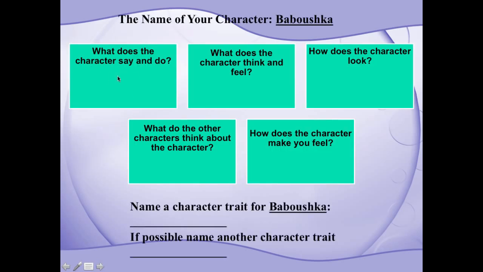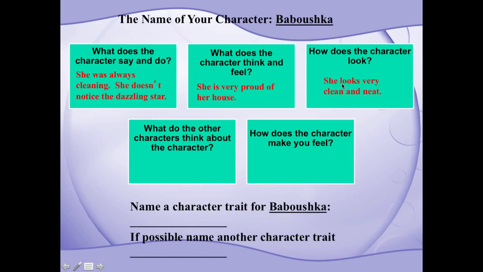So what does the character say and do? She's always cleaning. She doesn't notice the dazzling star. Those are things that she did. What does the character think and feel? Well, she's proud of her house. How does the character look? She looks very clean and neat, and everything she has is very clean and neat.